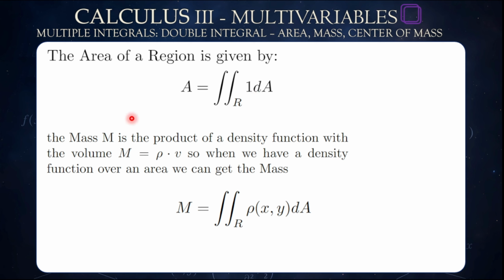As for the mass, it is the product of a density function with the volume. So m is equal to rho times v. So when we have a density function over an area, although it's not a volume, you can consider it as a thin sheet of paper, we can get the mass by multiplying rho(x,y) by dA and integrating over the region. So instead of a volume with a density, it is a surface with a density. Whatever gets a density function becomes massive. It gets weight, so you can evaluate its mass. It applies also to surfaces and areas.